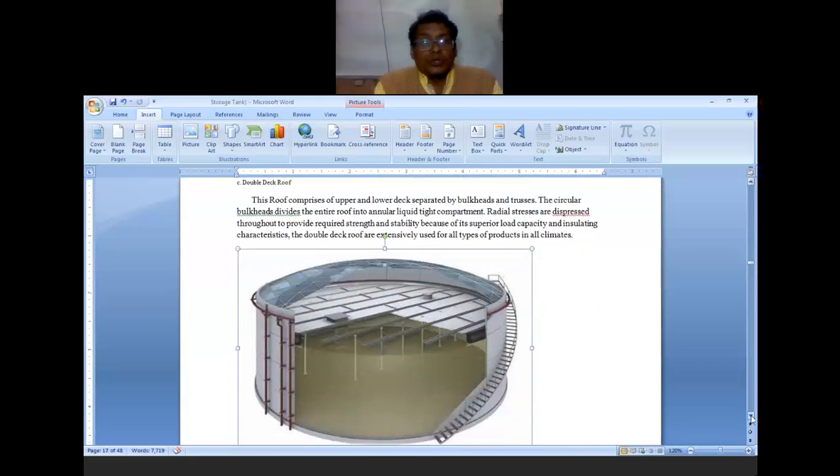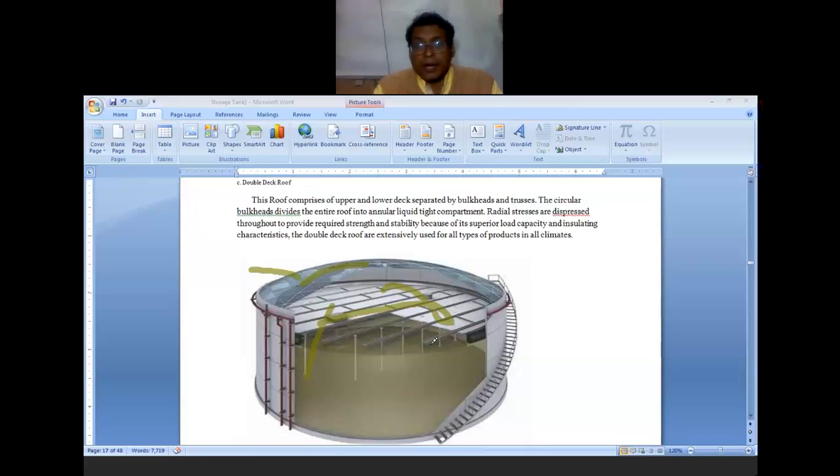Then next is the double deck roof. This roof comprises upper and lower decks separated by the bulkhead and trusses. Now in this figure you can see the two roofs. One is the upper roof and second is the lower deck.